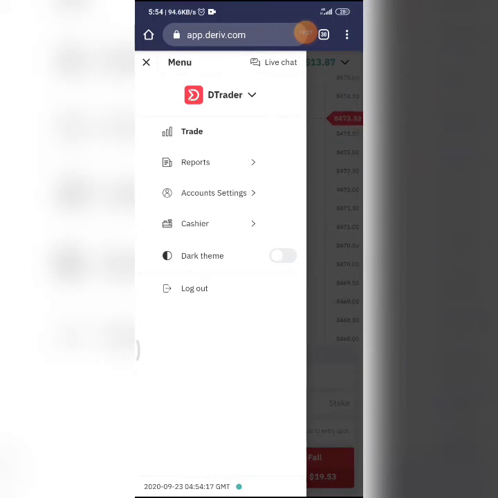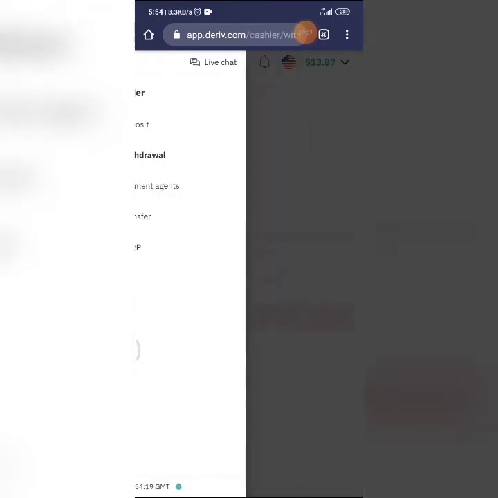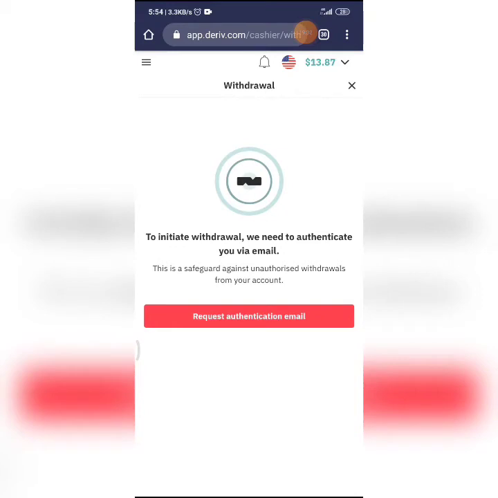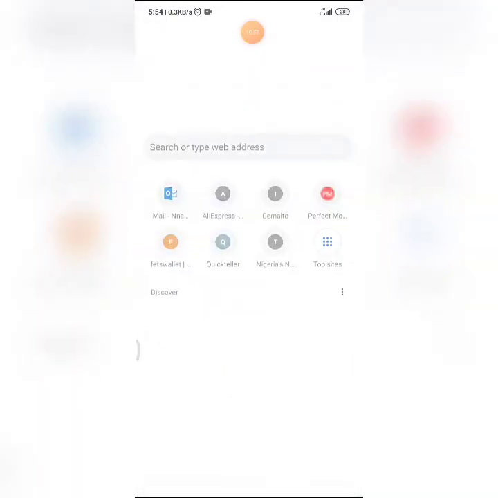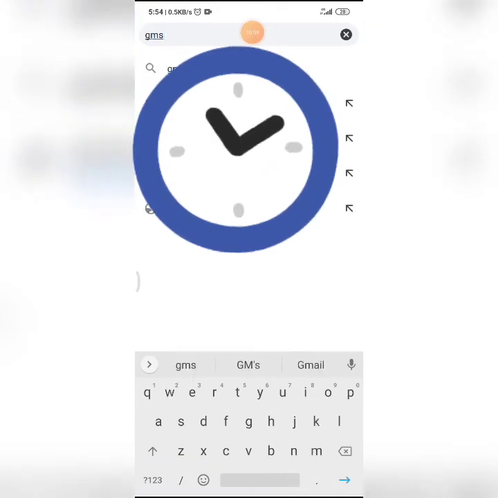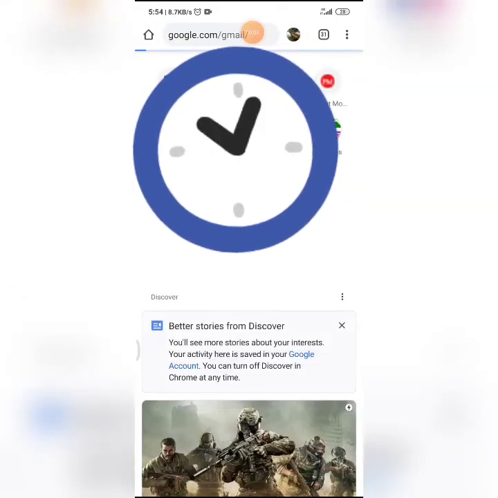Now I have my cashier active, and I click on cashier and I say withdrawal, and it's going to initiate withdrawal. We need to authenticate you via email. So I'm just going to click on request authentication mail. It's going to come in now. As soon as it comes in automatically, I'm just going to click. I hope my sync is on. I want to make a withdrawal right now. I try to do this every day, and if my sync is not on, that email is supposed to come as soon as possible. So I'm just going to click on Gmail and see if it's in the spam folder or something.